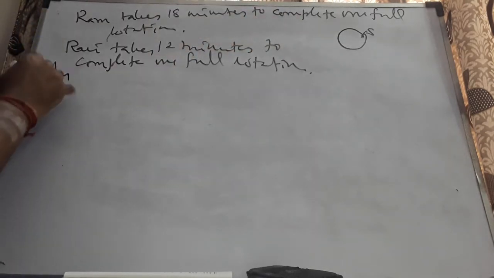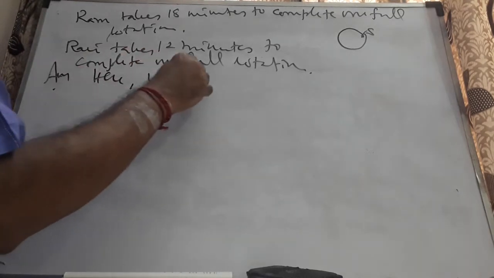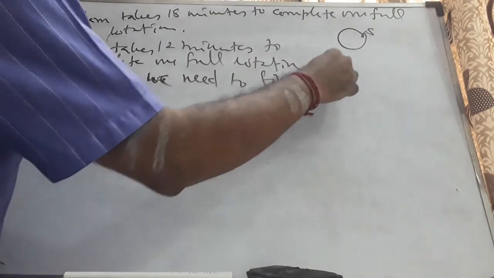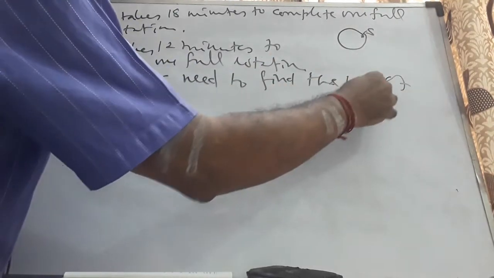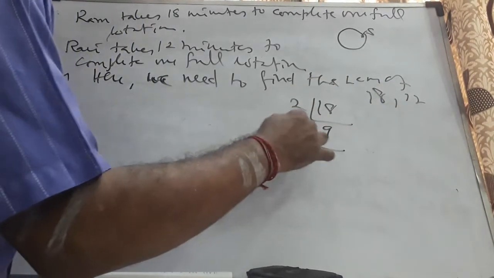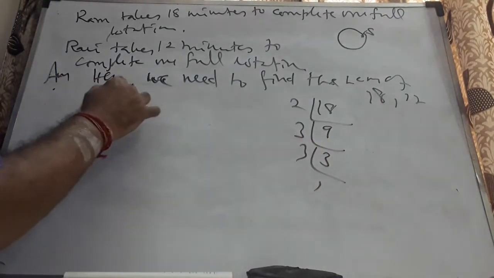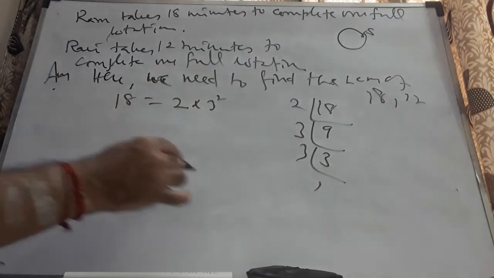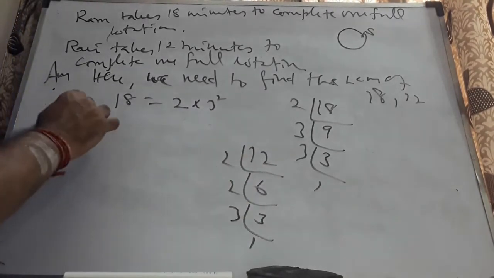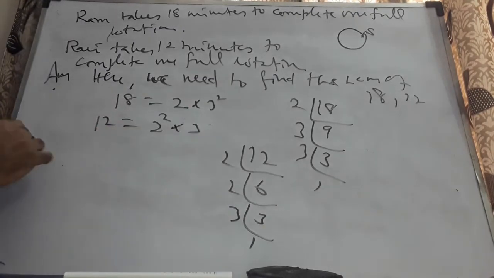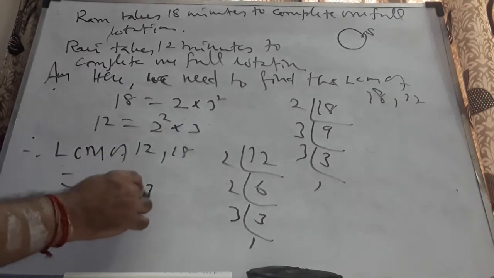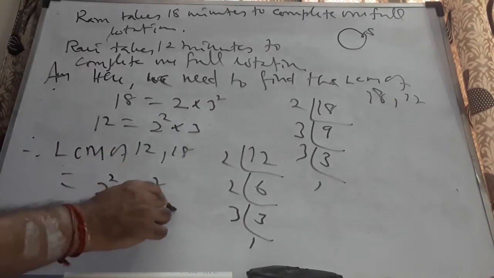Here we need to find the LCM of 18 and 12. Let me just try. 18 divided by 2 is 9. Divide by 3, it is 3 again. Therefore, 18 is nothing but 2 into 3 square. Now, 12 divided by 2 is 6, divided by 3 is 2. Therefore, 12 can be written as 2 square into 3. Therefore, LCM of 12 and 18 will be 2 square into 3 square, which is 4 into 9, equal to 36.